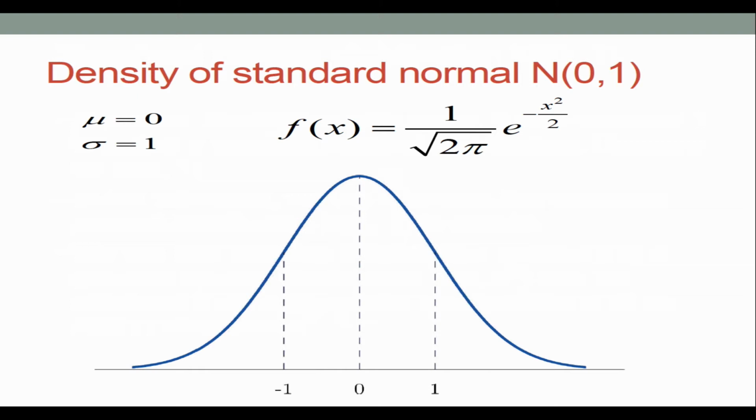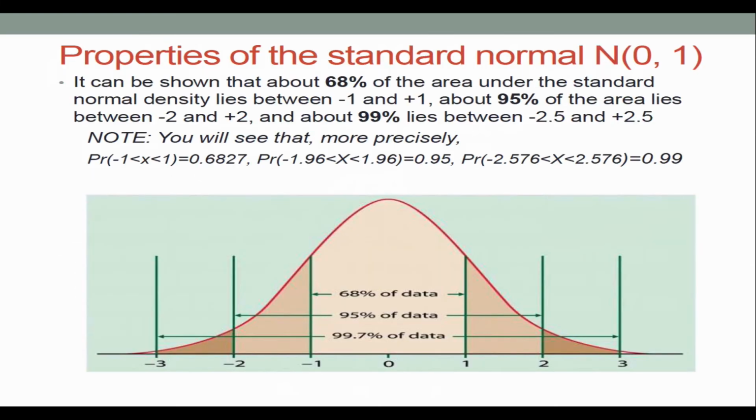So here's the density for standard normal distribution, Normal(0, 1). When mu equals 0 and sigma equals 1, its density function is simplified like this. And for standard normal distribution, looking at this graph, you can see there are about 68% of the area under the standard normal density that lies between -1 and +1.